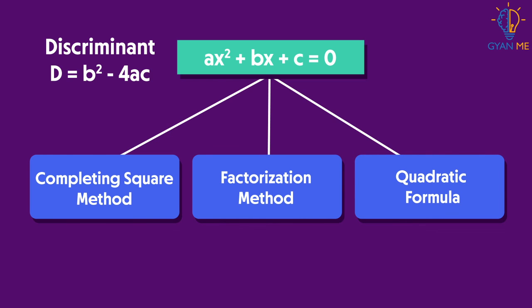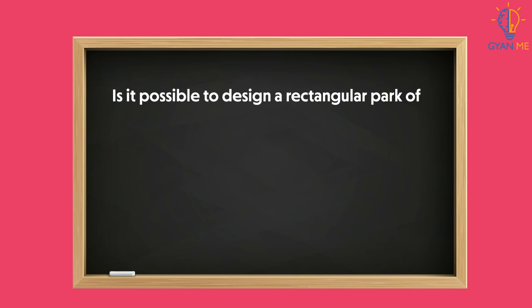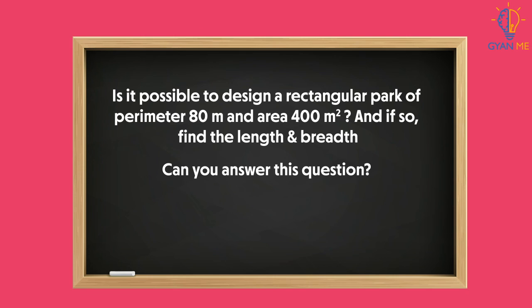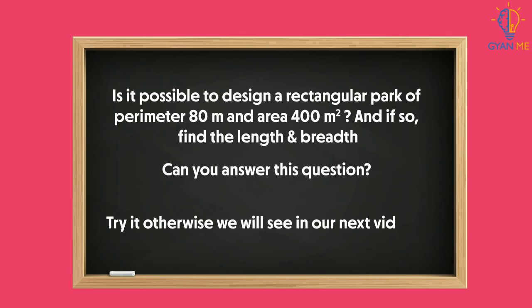is convenient. Now students, if I give you a question, is it possible to design a rectangular park of perimeter 80 meter and area 400 meter square? And if so, find the length and breadth. Can you answer this question? Try it, otherwise we will see it in our next video.